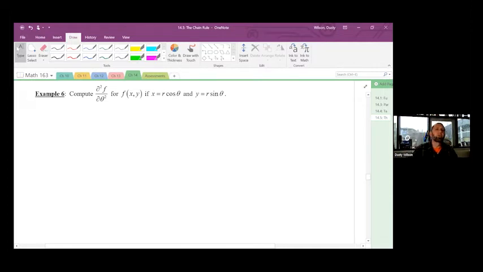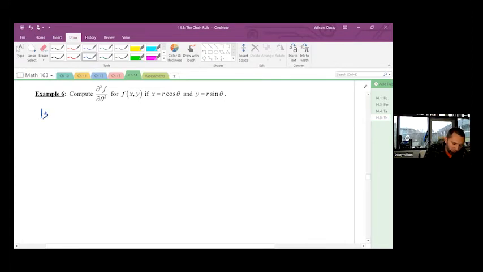Example 6. Compute the second partial of f with respect to theta for f of x, y, if x equals r cosine theta and y equals r sine theta. And here, we're looking for a general function, so it's still going to have f's in our final answer because I didn't give you an equation for that f. Let's start with our tree diagram.